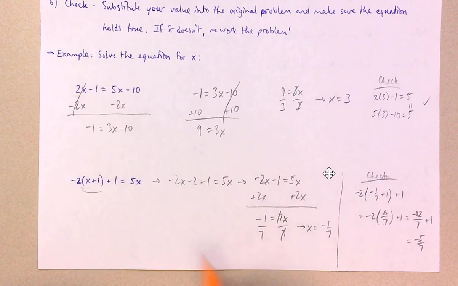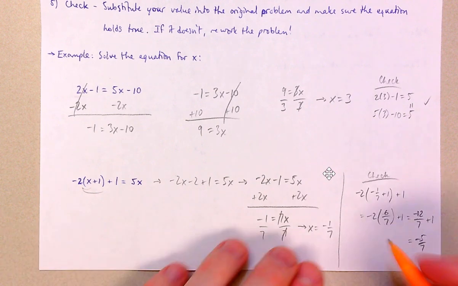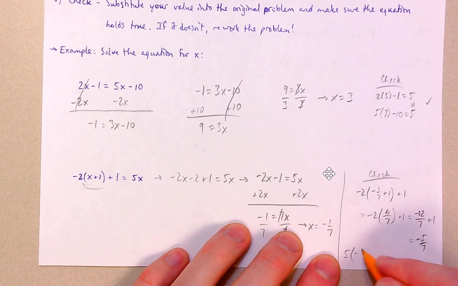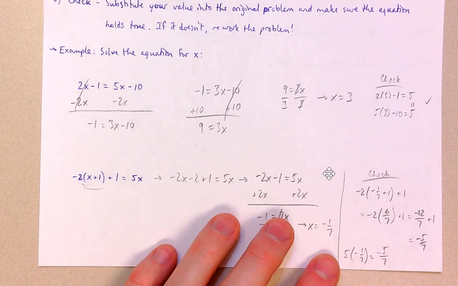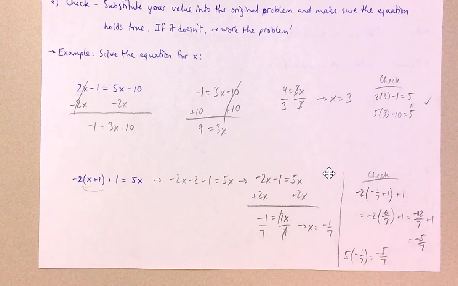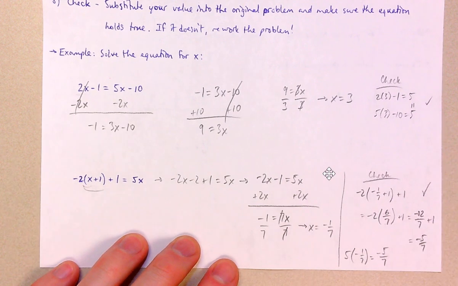And now verifying the right-hand side. If I do 5 times negative 1 over 7, that gets me negative 5 over 7. These two things are equal, so huzzah. This is indeed our solution.